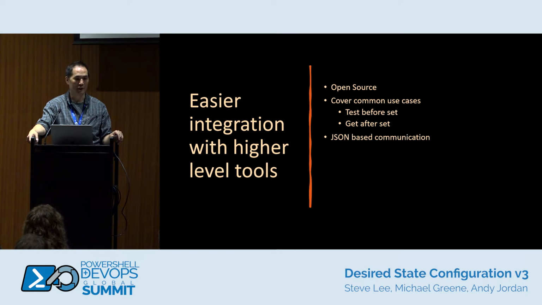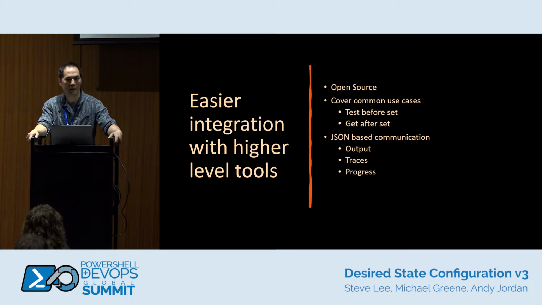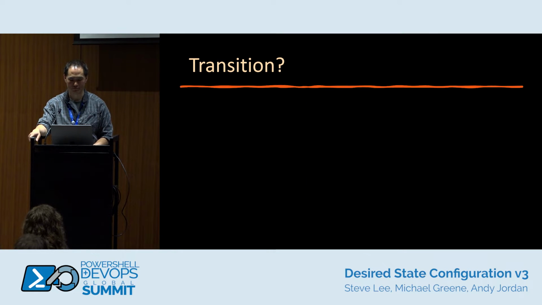As I mentioned, JSON communication, but also more than just that, all the output can be JSON, meaning the results. All the tracing that the DSC engine provides can also be formatted as JSON, so that a higher level tool, like for example WinGet, can consume it and present it in different ways. And even progress information can be output as JSON, so that a different tool can consume that and present it to the user in more interesting ways than what we do, because we're strictly a command line tool.